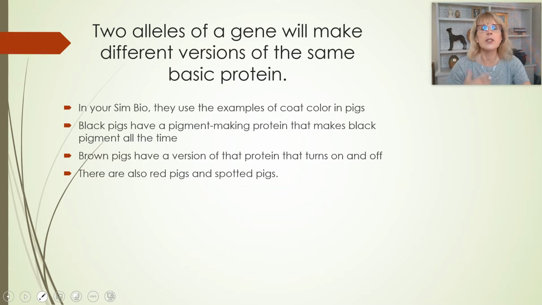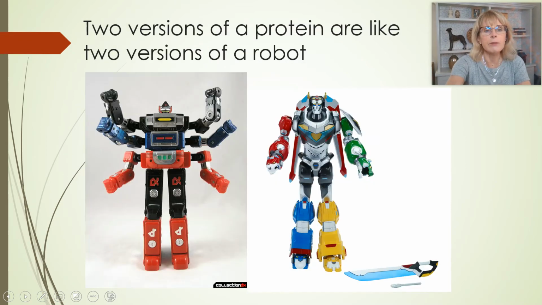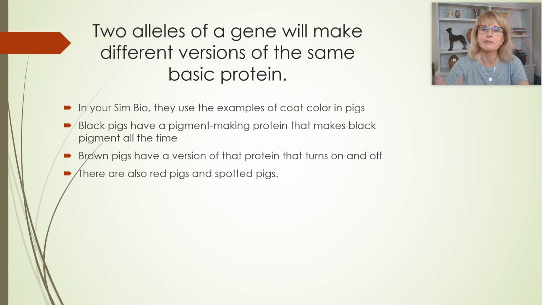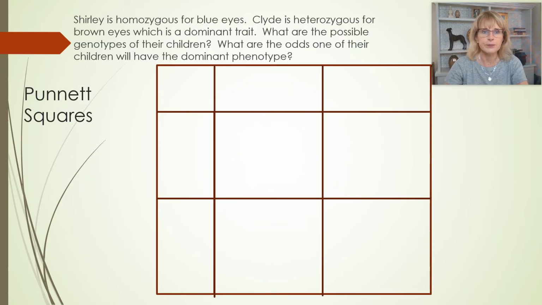In your SymBio labs, they use the example of coat color in pigs. And I don't remember all of the genetic mutations, but black pigs have a pigment-making protein that makes black pigment all the time. And so those pigs are black. Brown pigs have a version of that protein. So they've got an allele that creates a protein that turns on and off. So they are not black, they're brown. There are also red pigs and spotted pigs, and so different alleles.